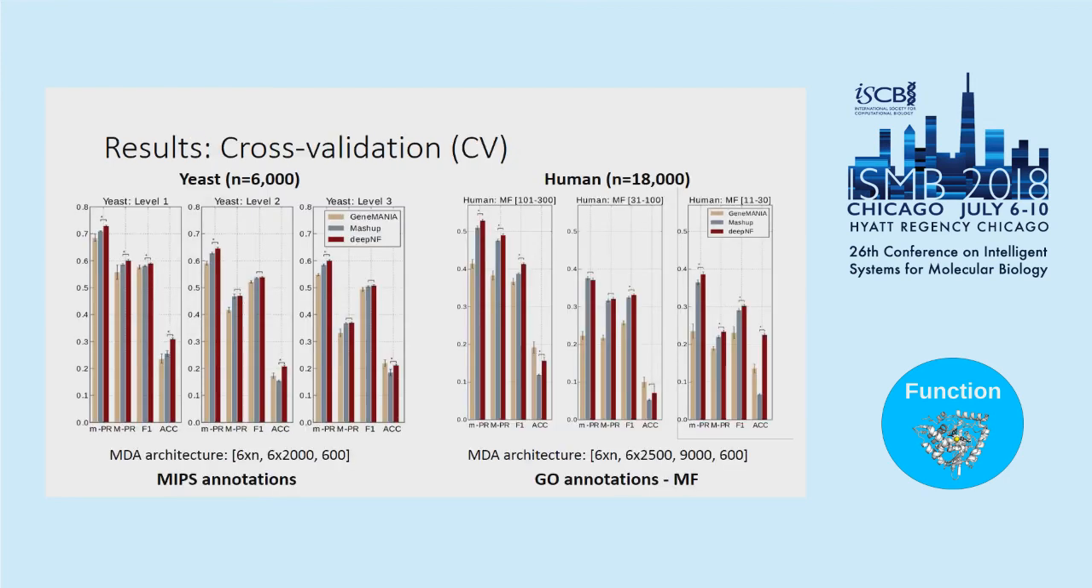Here are some of the results. This is the cross-validation separately on yeast, on MIPS terms, on the left. On the right, you can see human results on gene ontology, specifically molecular function GO terms. These different levels of MIPS represent different specificity of the terms. On the right, we split GO terms depending on the number of proteins they annotate. We report the results on GO terms that annotate between 100 and 300 proteins, then on the GO terms that annotate between 30 and 100 proteins, and also on the most specific ones, which annotate between 10 and 30 proteins.